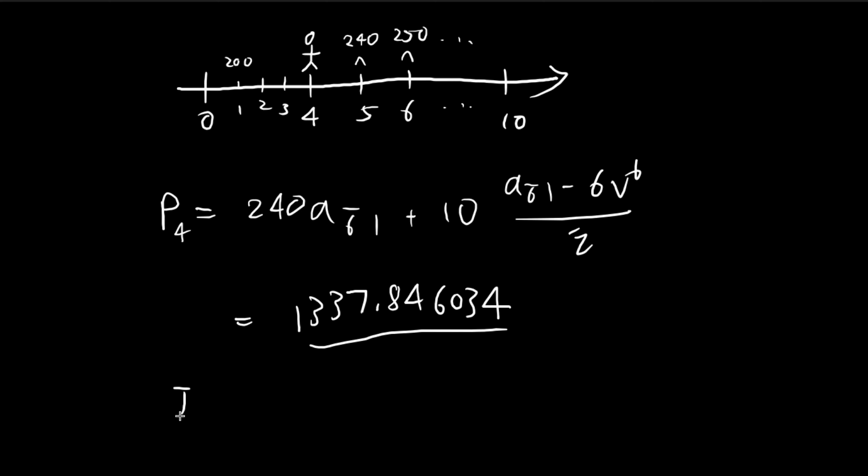So the interest portion that we're going to pay at the 5th year is equal to the amount that we owe at time 4 multiplied by the interest rate. So all we have to do is take this number and multiply it by 0.05. And so you get 66.89, and this is the answer.